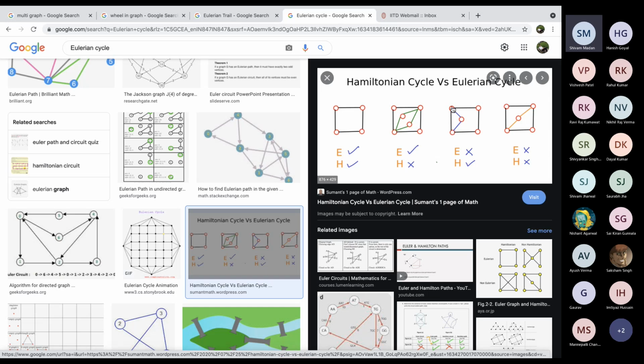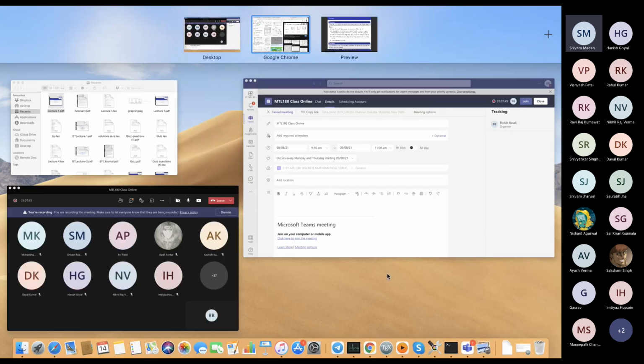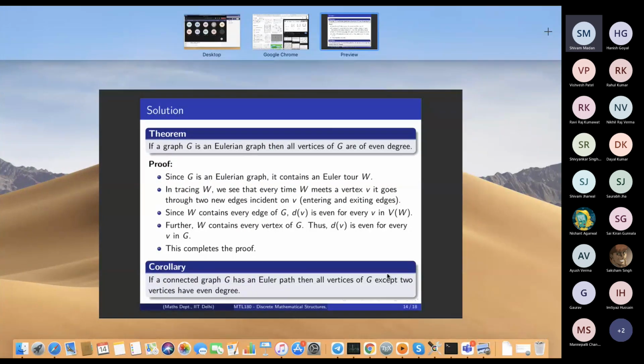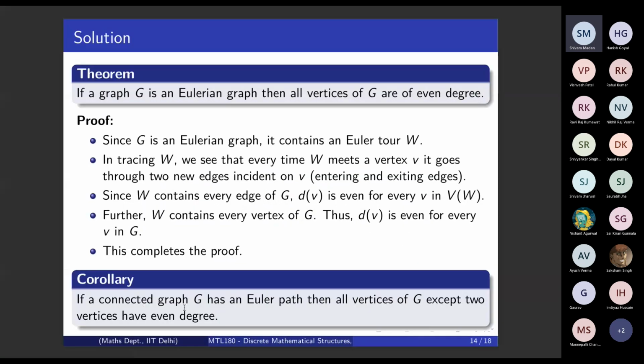Now you can see that the degree of this vertex is odd, the degree of this vertex is odd, and the degree of the remaining vertices is even. So therefore we got this corollary. If a connected graph has an Eulerian trail or Eulerian path, then all the vertices except 2 have even degree. And why except 2? Because the starting vertex and end vertex have only 1 degree.